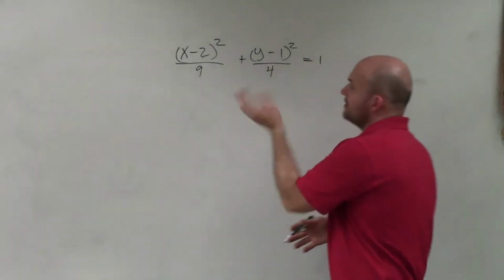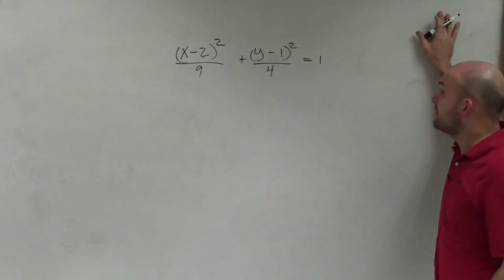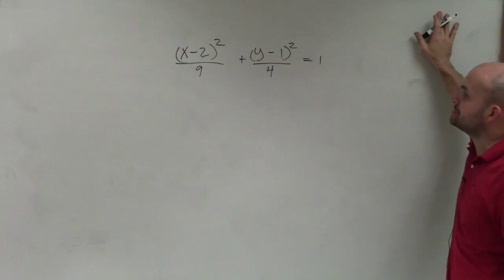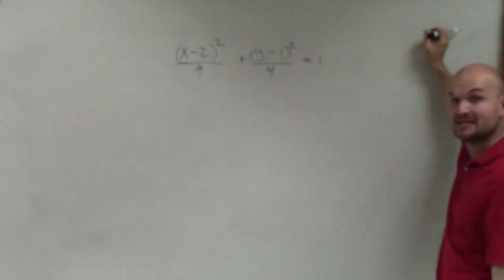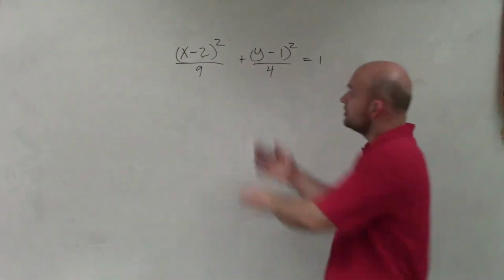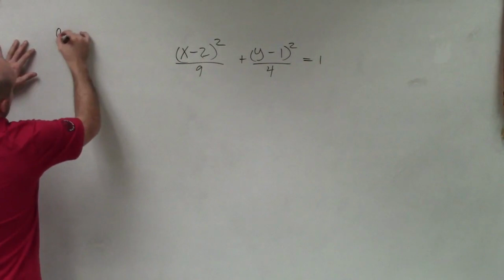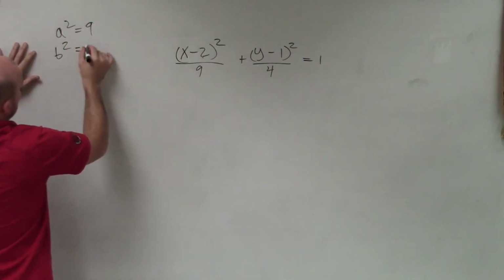All right, so what I have here is (x minus 2) squared divided by 9 plus (y minus 1) squared divided by 4 equals 1. And what we want to do is graph this ellipse as well as identify the center, the vertices, co-vertices, and foci. So the first thing I want to do is identify my a squared, my b squared, and my c squared. I'm going to do that by first looking at this and identifying the larger denominator, which is always going to be my a squared, which in this case you can see is 9. So a squared equals 9. Therefore, b squared is going to be the smaller, which is 4.